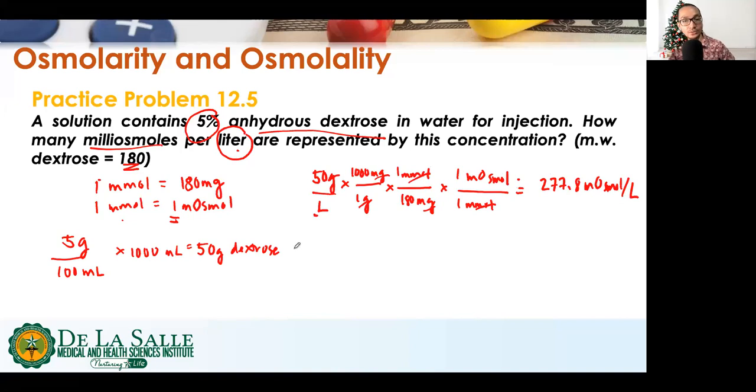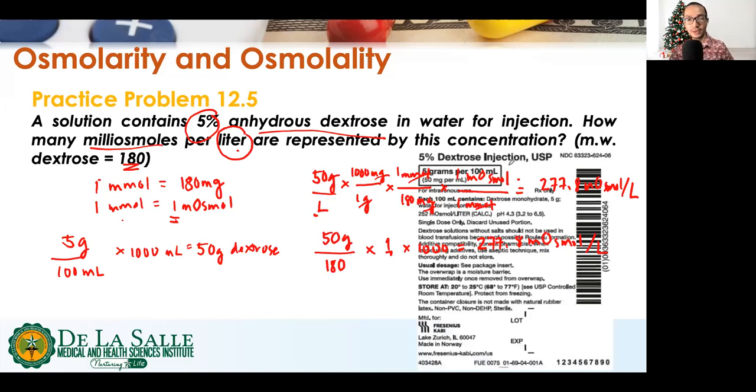Now, you can also use our formula. Okay? So remember the formula for milliosmolarity or the osmolarity. It's the weight of the substance, 50 grams, divided by its molecular weight, 180, times the number of particles, 1, okay? And multiply it by 1,000, our conversion factor, basically ito rin yun. So you get 277.8 milliosmoles per liter. Okay?